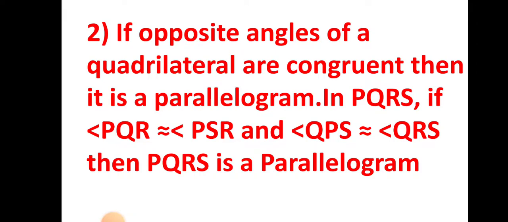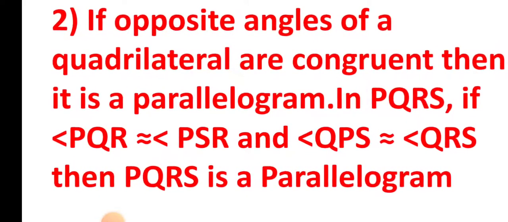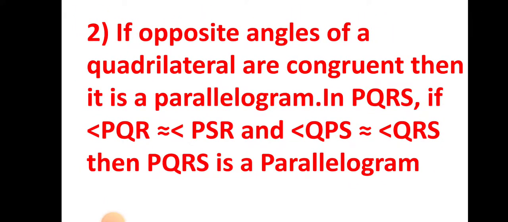Second, if opposite angles of a quadrilateral are congruent, then it is a parallelogram. First we saw about sides and here angles. In PQRS, if angle PQR congruent angle PSR and angle QPS congruent angle QRS, then PQRS is a parallelogram. This is the second condition of parallelogram.